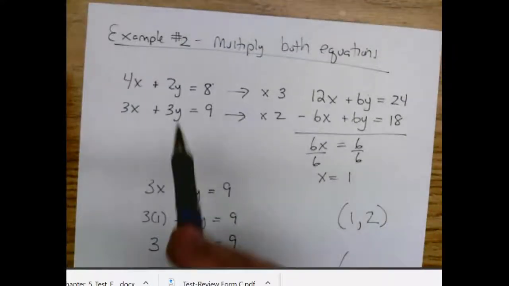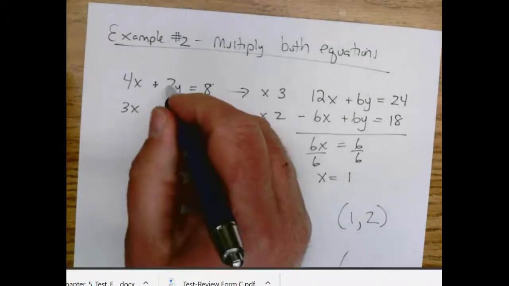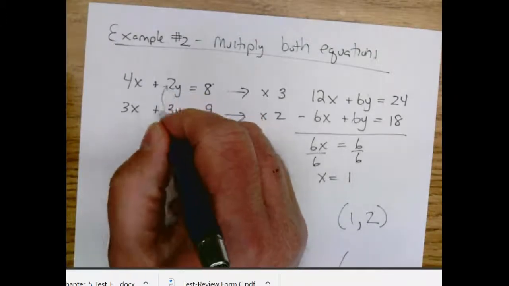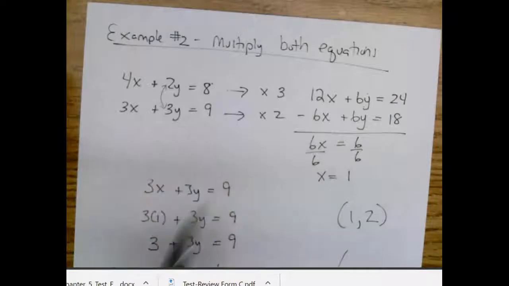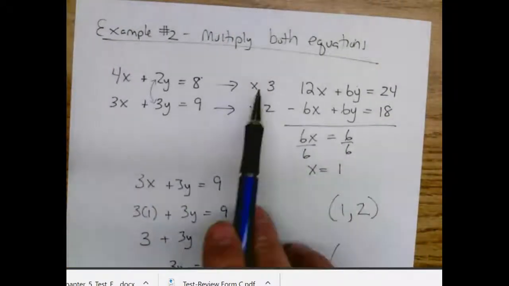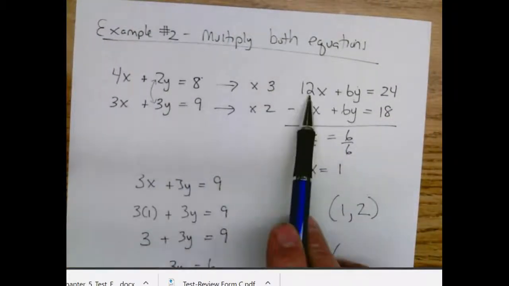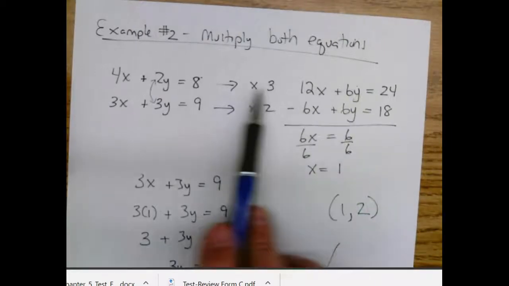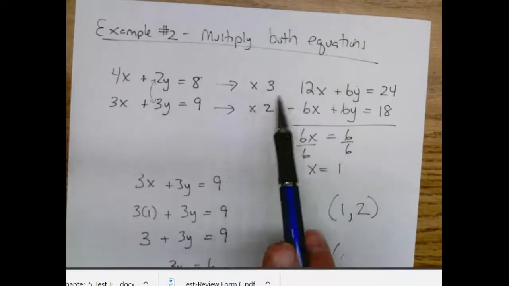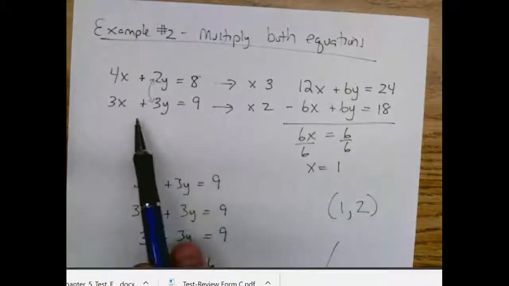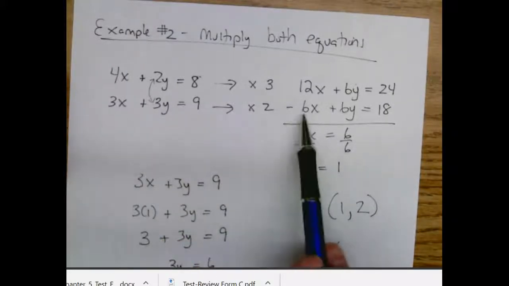So here we just switch these numbers. So the 2 is going to get multiplied by the 3, and the 3 by the 2, this whole thing, and then we'll end up with the same. So here we do the 3, and we get 12x plus 3 times 2y is 6y equals 24. And then here we do the 2 through, so it'd be 6x.